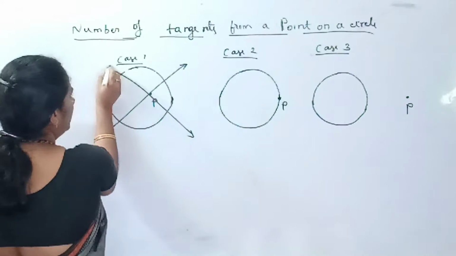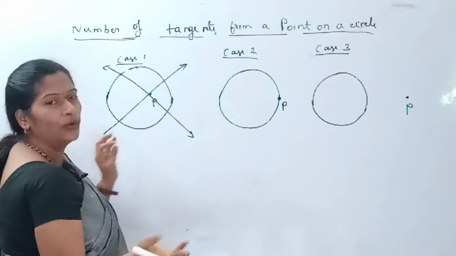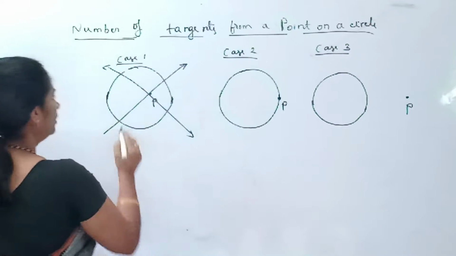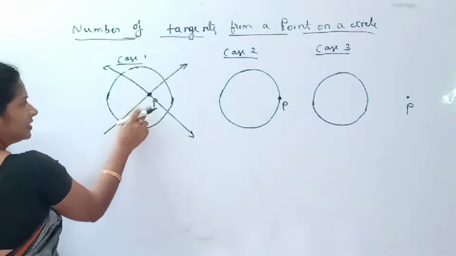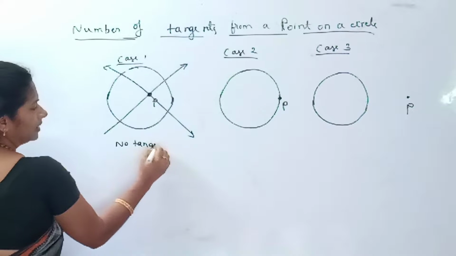Now when the point is inside the circle, how many tangents can you draw? When a point is inside the circle, no tangents can be drawn, only secants can be drawn. Got it? So when the point is inside the circle, no tangents can be drawn.